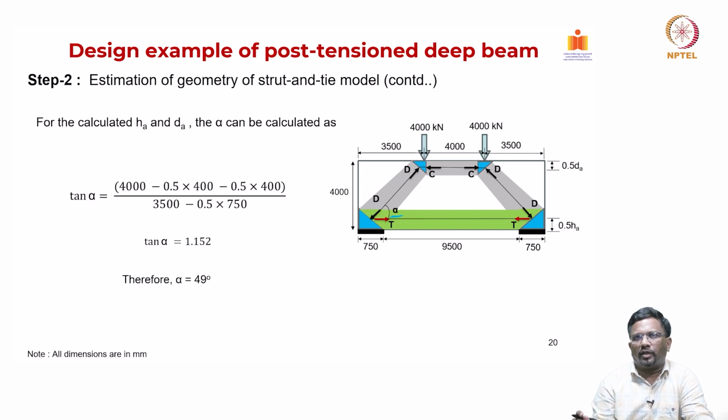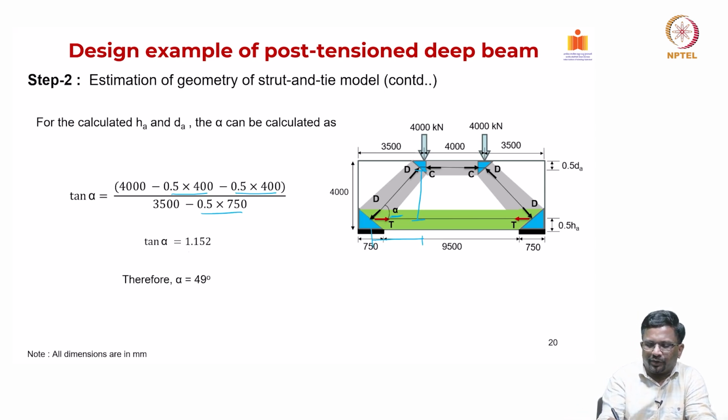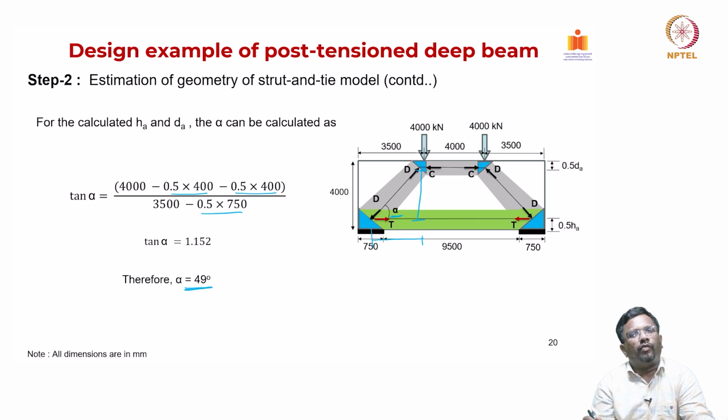So, if you do that, tan alpha is basically from here to here, what is this distance? It is going to be 4000 minus half into dA, which is 400, and half into HA, which is again 0.5 into 400. So, this distance is going to be 3600. Now, what is this distance? You see here, this distance is 3500 minus half of 750. If you substitute that, alpha works out to be 49 degrees.